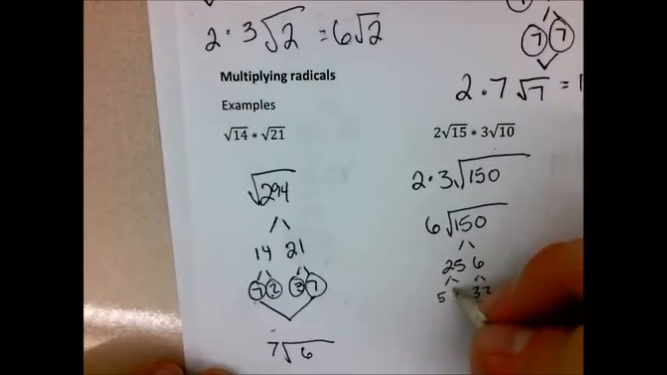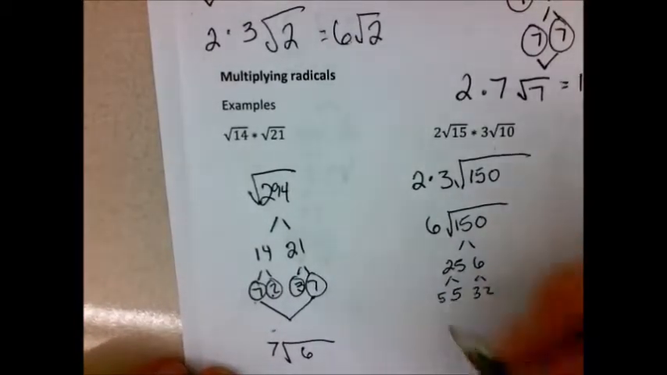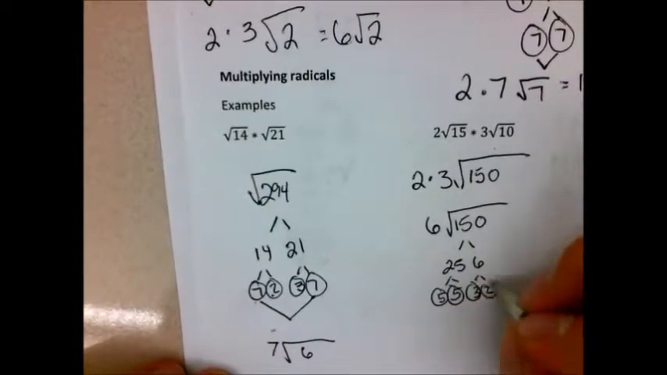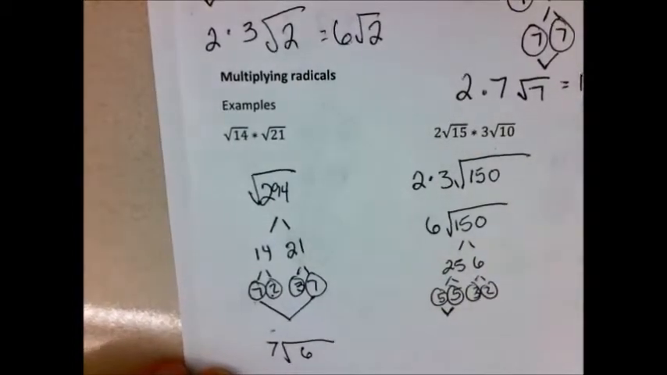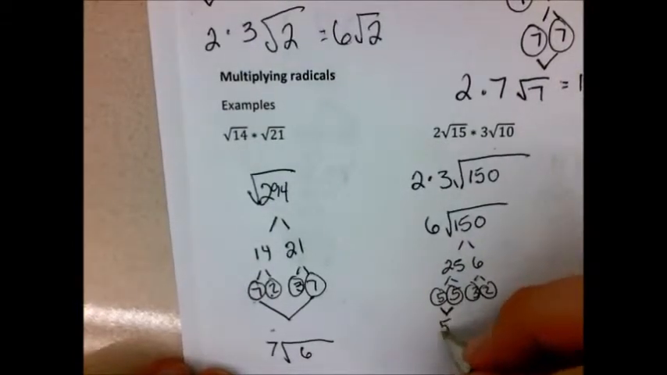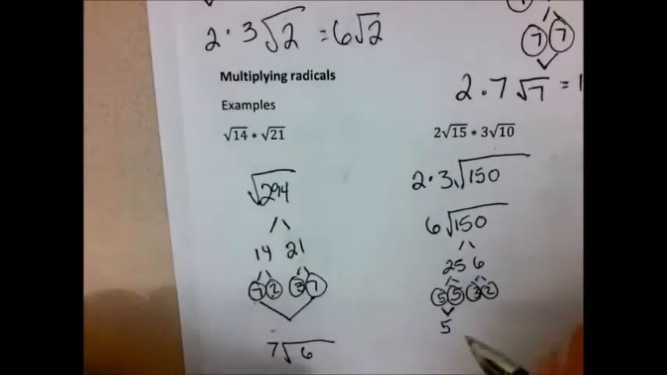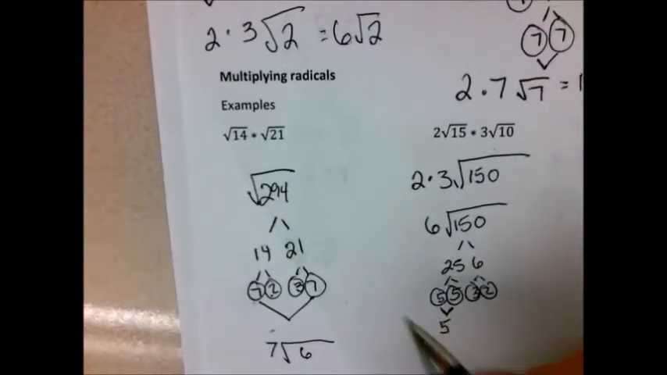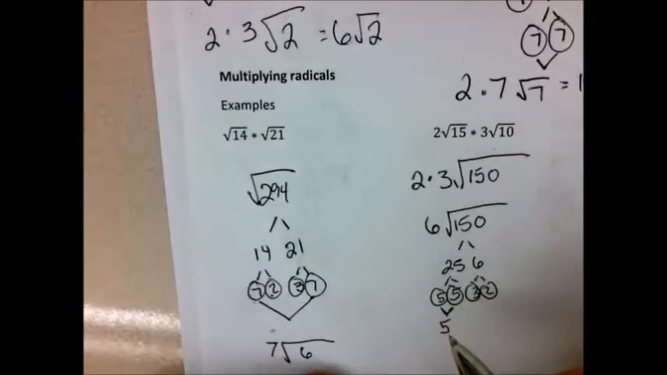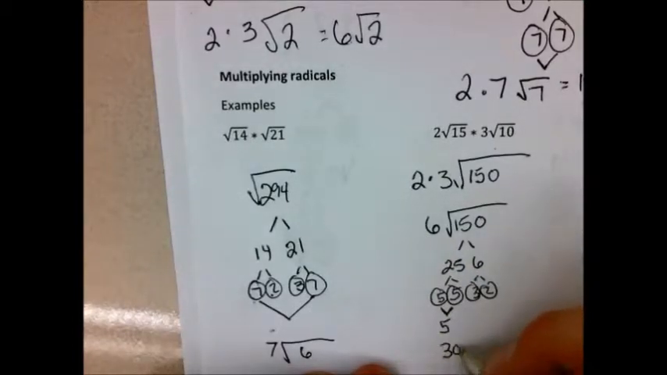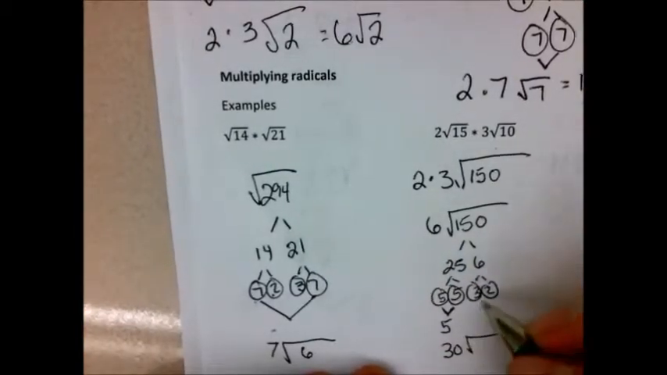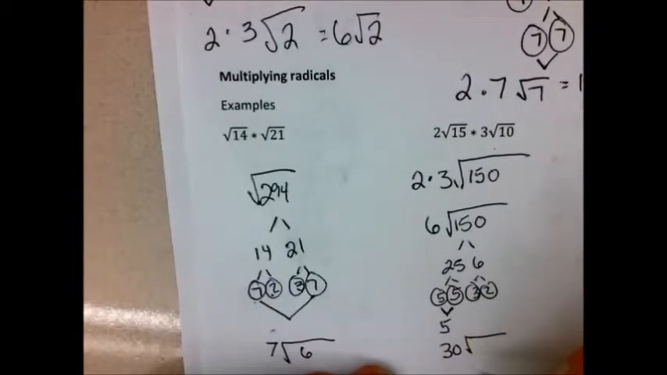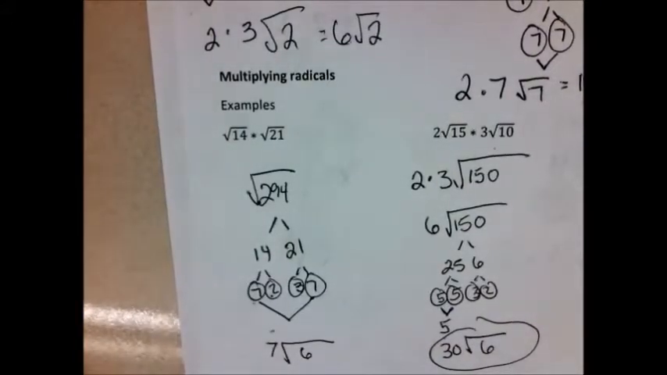25 breaks down into 5 and 5. Well, we've got a 5, a 3, and a 2. So the only thing we can bring out is that 5. And these two can't do anything. So we're going to bring this 5 out to the front. Now remember, whenever we bring anything out, we have to multiply the numbers together. So this 5 is being brought out, so we have to multiply this 6. So 5 times 6 becomes 30. Square root of what's left on the inside. Well, 3 and 2 is going back, so they have to multiply each other. 6. 30 square root 6.